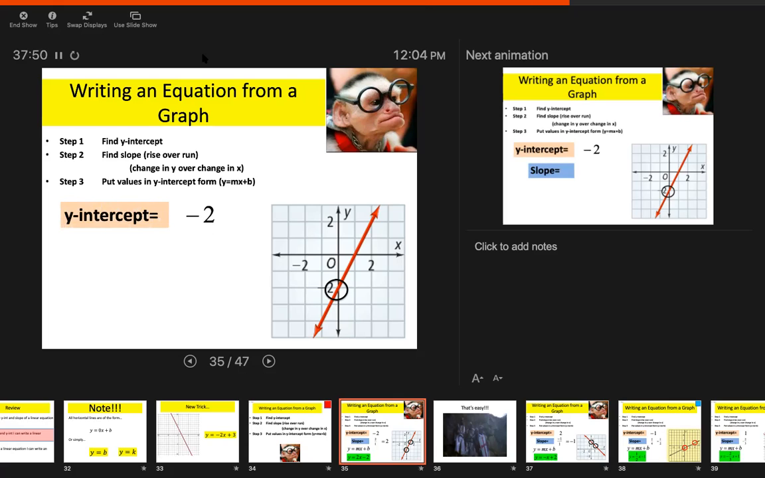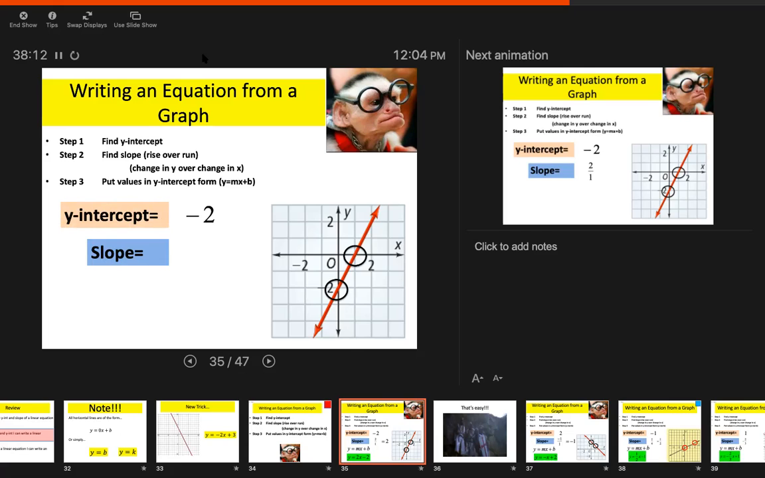Step number 2 says find the slope. In order to find the slope, we need 2 points. Here's 1 point. I have to find another point. Where's the next point? I see either here or here. It doesn't matter. Either one will work, right? So we have to find a second point and then calculate what you did yesterday when you calculated slope. Rise over run.